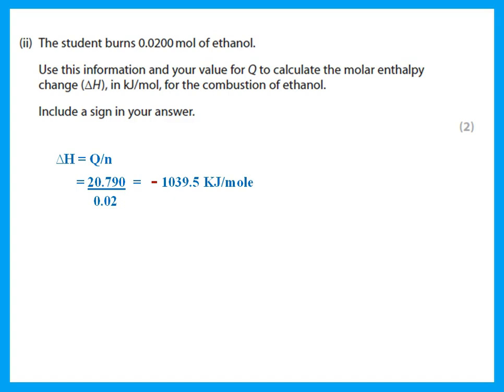And remember that delta H must have a sign. How do I know what is the sign? If the temperature rises, and in the question he said that the temperature rises, that means that it is exothermic, and that means the delta H has a negative sign. Don't forget the sign.